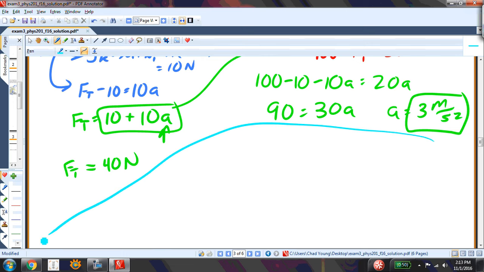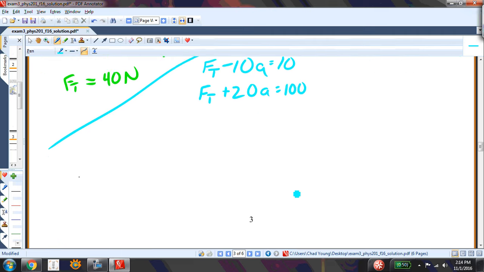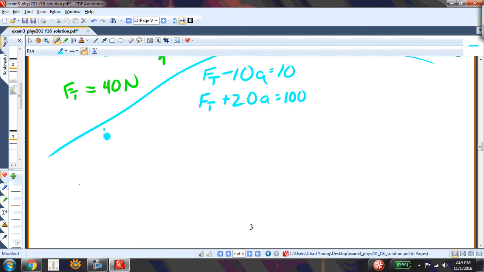Let me just go through it. It actually works out pretty easily. But the first thing I want to do is rewrite these. I'm going to have Ft minus 10A equals 10. And then I have my other equation, which is right here, Ft plus 20A equals 100. I just write them in this way. Then I can write my matrix. I have 1, -1, 10, 1, 20, 100.